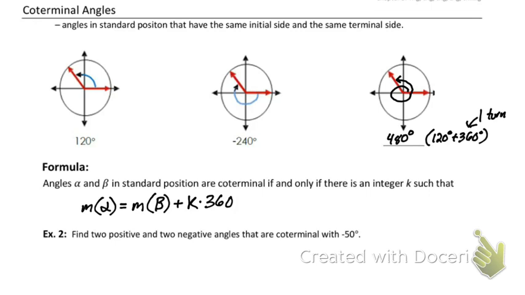They're saying exactly what I just said. It's either adding 360 over and over and over or subtracting 360 over and over and over. And that's what this is. How many revolutions are you doing to get back to the original one? Like this one was 120 plus 360 got me to 480.